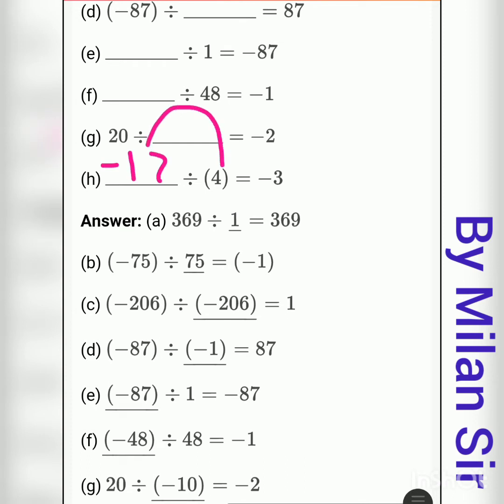So 12 divided by 4 is 3, minus plus minus. Okay, so minus 12 divided by 4 is equal to minus 3.